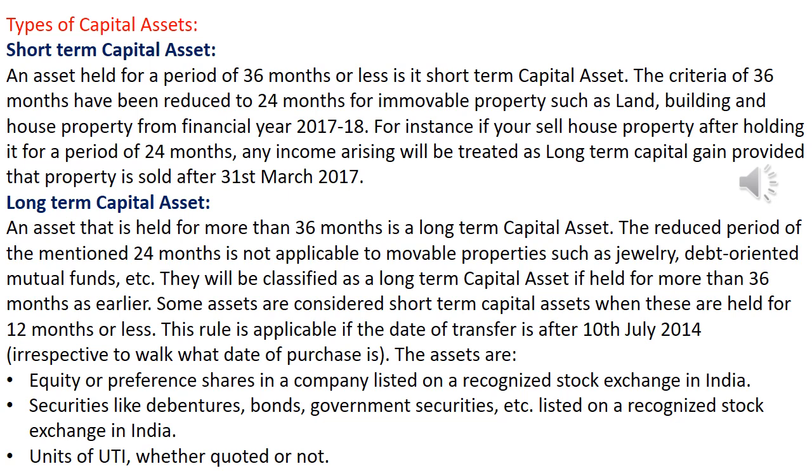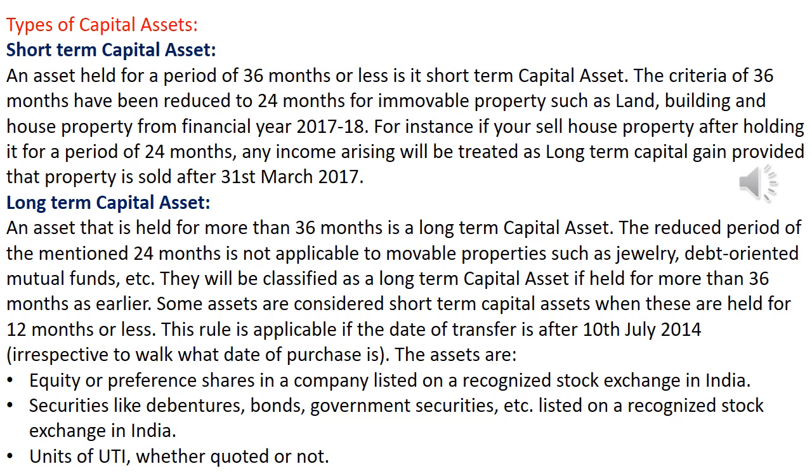Okay, and it has been reduced in the financial year 2017 to 18 to 24 months. Coming to long-term capital asset, an asset held for more than 36 months is a long-term capital asset, and this reduced period of 24 months is not applicable to movable properties. Movable properties are like jewelry and debt-oriented mutual funds. These will be classified as long-term capital assets only if they are held more than 36 months as earlier.